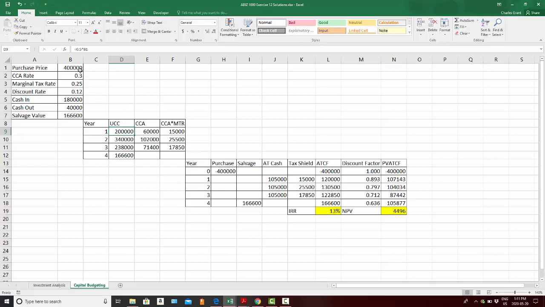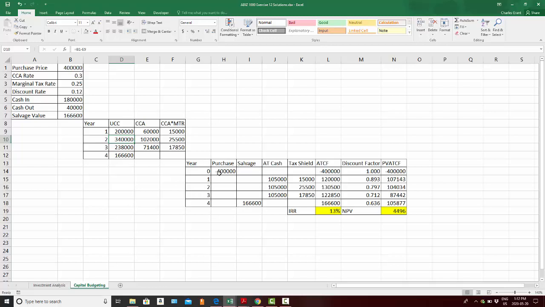We then go back to the original purchase price, subtract the CCA in year 1, and you'll get $340,000. Multiply it by 30%, and your tax shield is $25,550. You then go 400 minus 60 minus 102, so you have $238,000 left of undepreciated capital cost, times 30% is 71.4, so our tax shield is $17,850, and we're left with $166,600 of undepreciated capital cost, which is what we actually sell that for as a salvage.